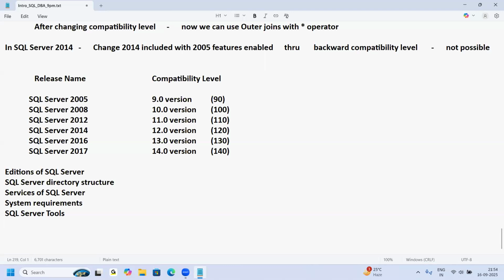Two to three more topics. Probably in the next class, I'll talk only about editions. I'll make a list of all the important points and make you aware of it. The SQL Server directory structure and services, both will be covered in one class. Two more classes, then we'll be seeing our installation part.